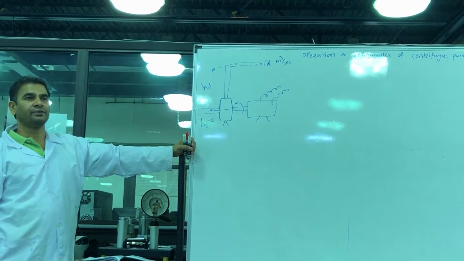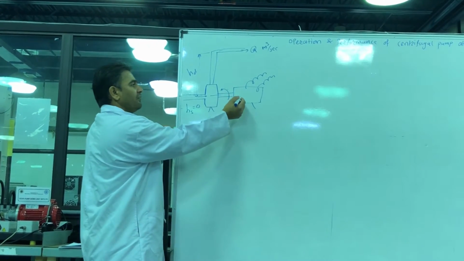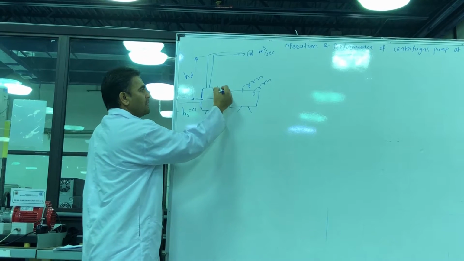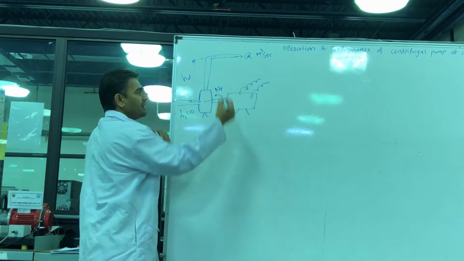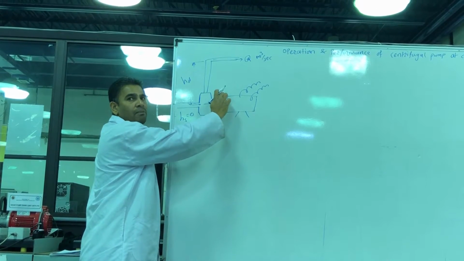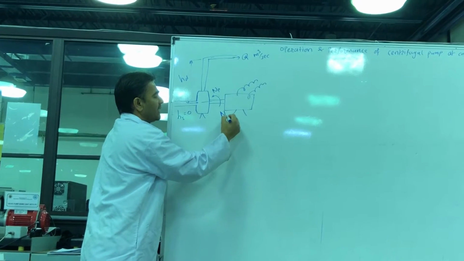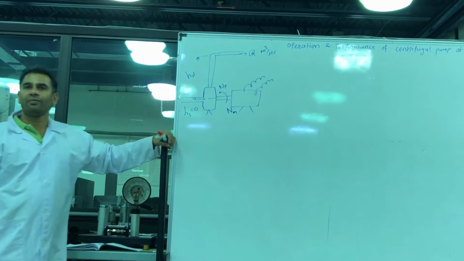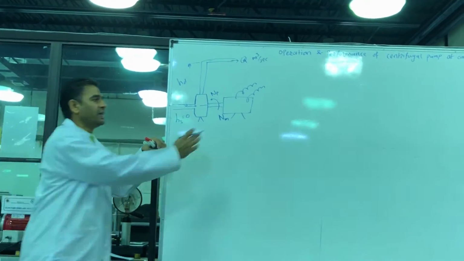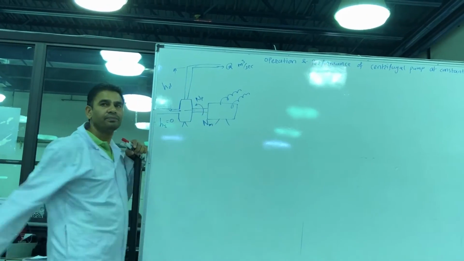So how can we calculate this? First step: if the electric motor starts, it runs the pump at a speed of NP, the number of revolutions per minute of the pump, and the motor is running at Nm RPM. There is a belt and gear drive, so we need to find NP.